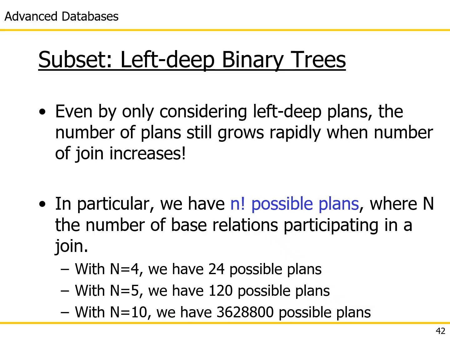If you look at the second line from the bottom, before, with n equal to 5, we had 1008 plans. Now we only have 120 possible plans. It's still a lot, by the way. If n is equal to 10, we still have 3.6 million plans. Obviously, not all of these will be generated and evaluated, but at least we are restricting the search space a lot by just working with this variation of binary trees.